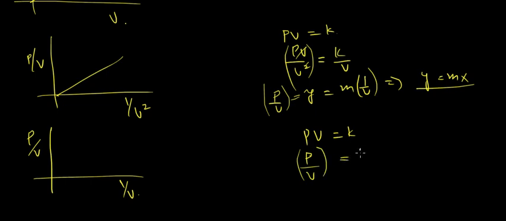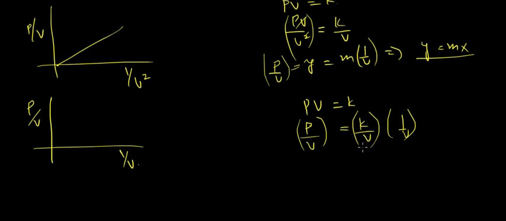Okay, so again in this graph, when we divide both the sides by V square, we will be getting 1 upon V would be equal to K upon V times 1 upon V, or we can directly write K multiplied with 1 upon V square. This is Y, and which is equal to M times 1 upon V, which is X, so Y equals MX square, which would be a parabola.